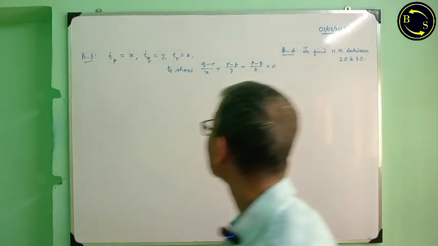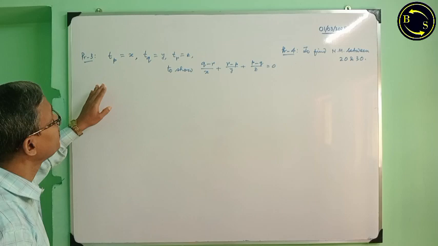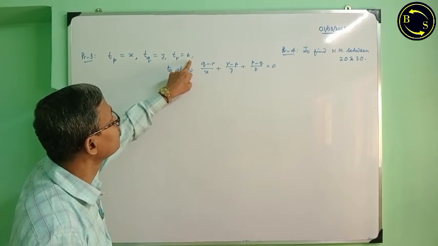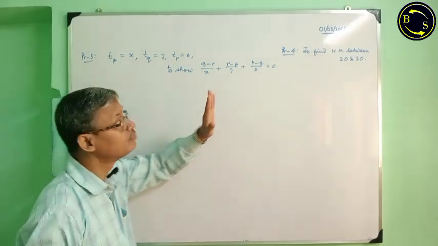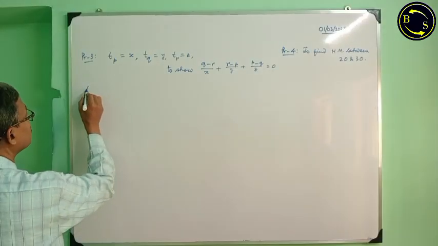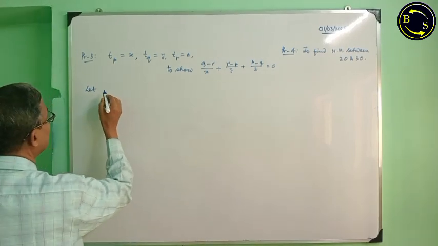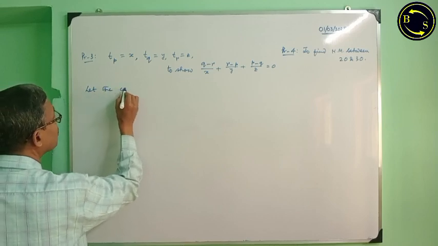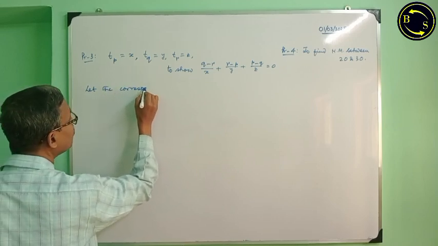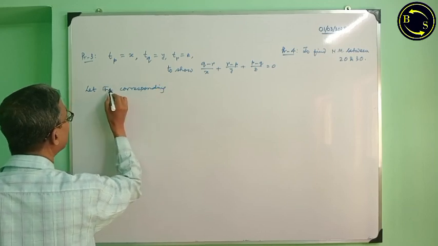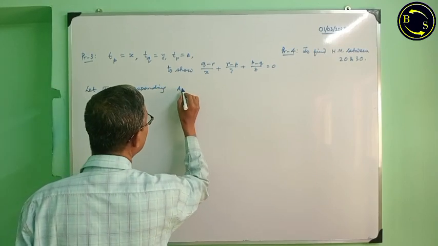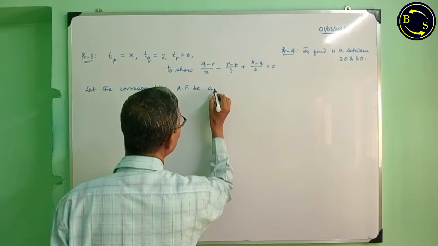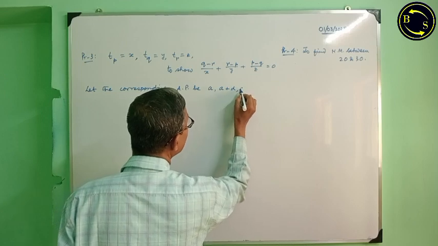Next sum for an HP. Pth term is x, qth term is y, rth term is z. We have to prove this relation. Let the corresponding AP be a, a plus d, a plus 2d.